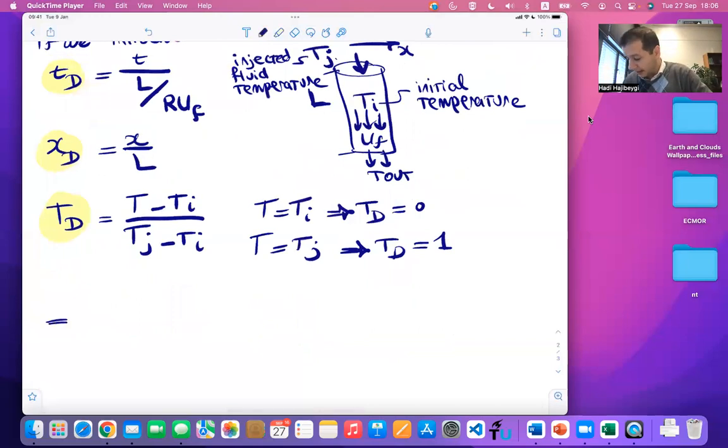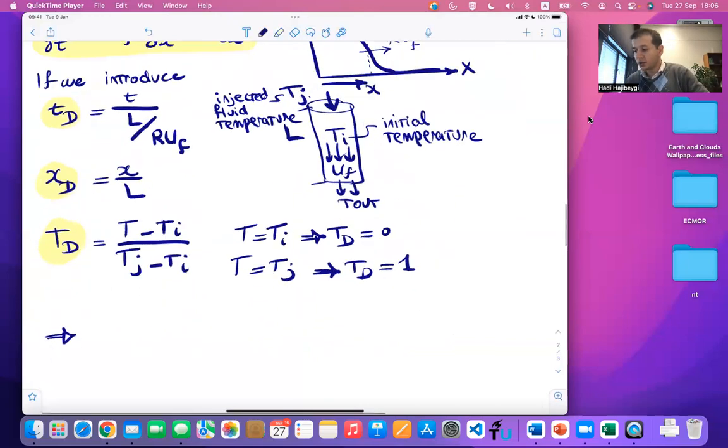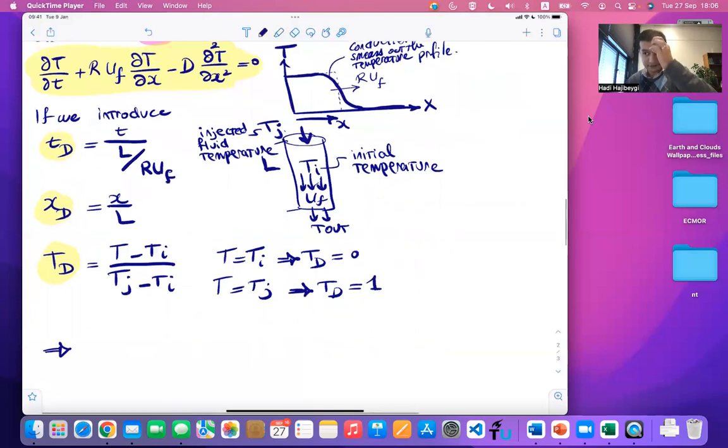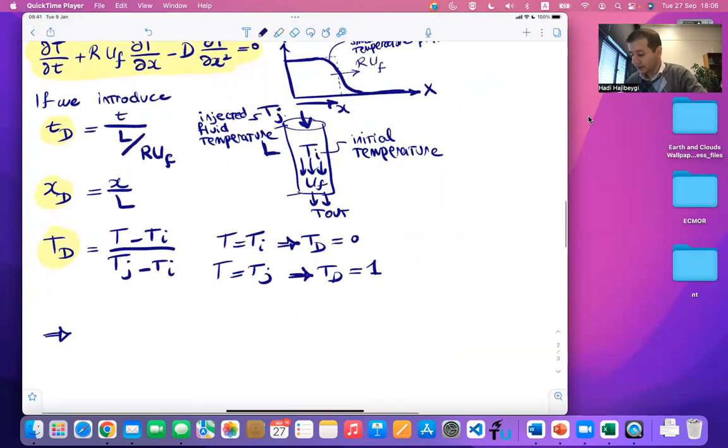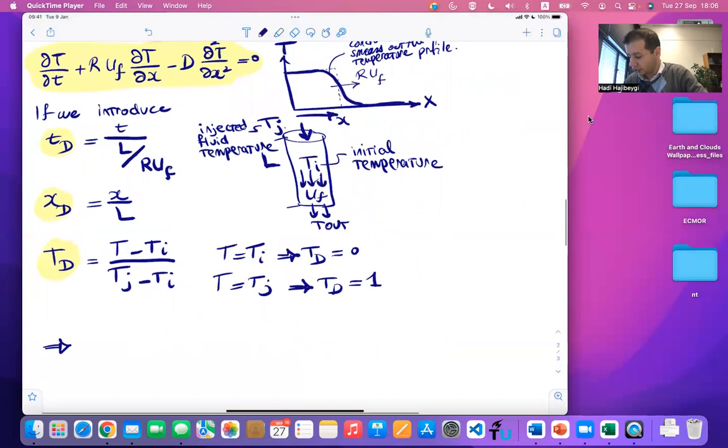If I do the mathematics, and I invite you to do so, and if you can't, let me know, but that's very simple math. You find that the equation in dimensionless form will be the change of dimensionless temperature with respect to dimensionless time. Then I have the derivative of dimensionless temperature with respect to dimensionless space.